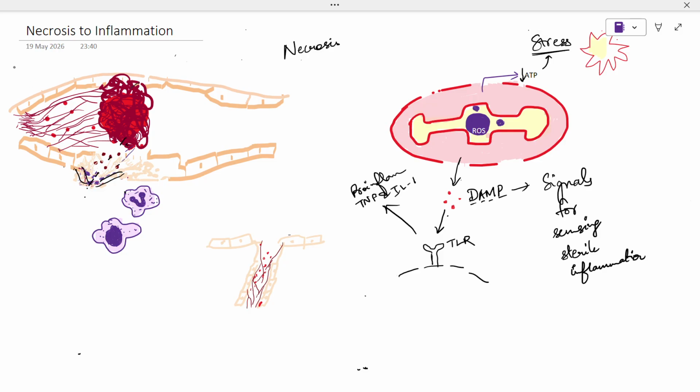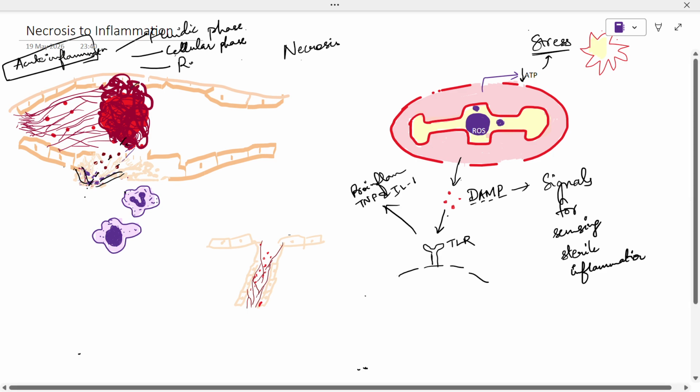Okay, now let's come back to the background of the acute inflammation. To understand how this helps in the movement of the leukocytes, we need to study what the events of the acute inflammation are. So they are divided into the fluidic phase, the cellular phase, and the reparative phase.